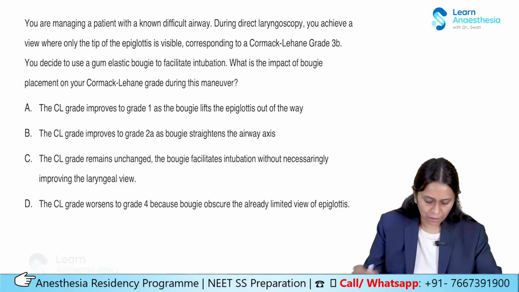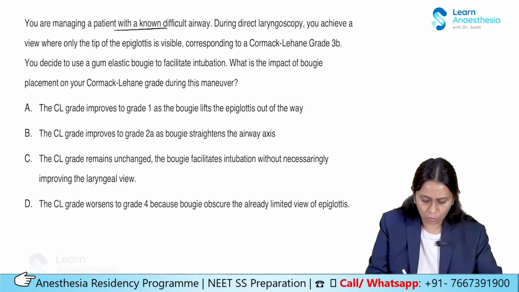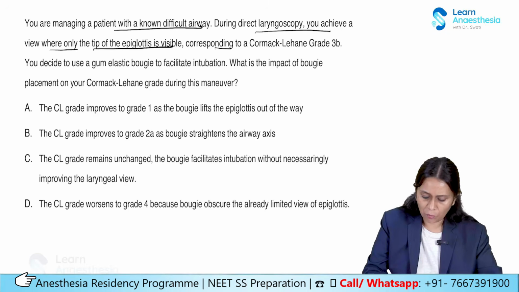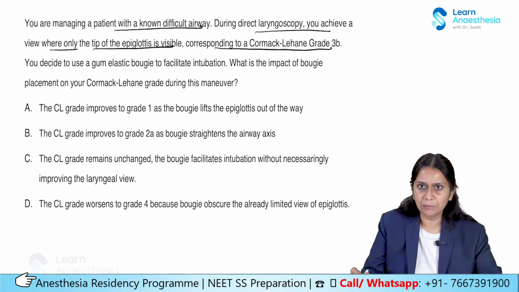Okay, next. You are managing a patient with a known difficult airway. During direct laryngoscopy, you achieve a view where only the tip of the epiglottis is visible, corresponding to Cormack-Lehane grade 3B.